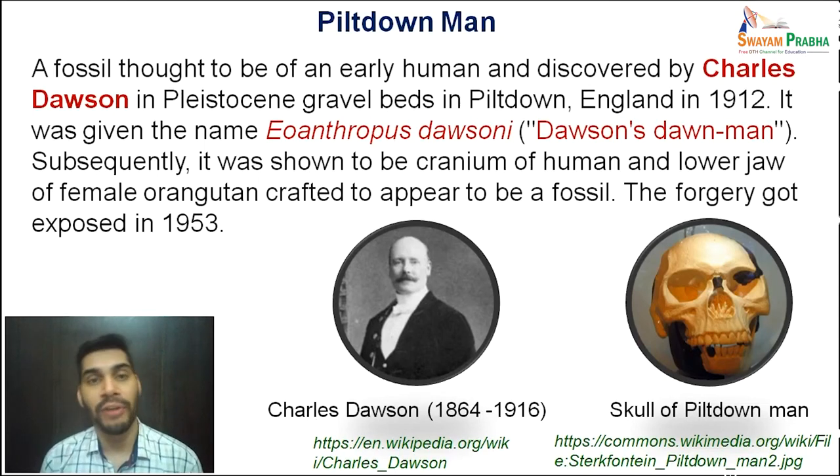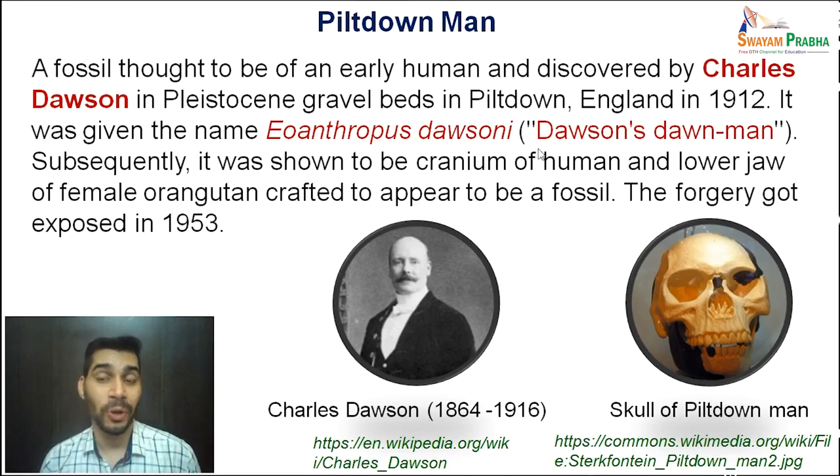Now there is another interesting story of Piltdown Man. Piltdown Man was a fossil thought to be of an early human, and it was discovered by Charles Dawson in the Pleistocene gravel beds in the area Piltdown, which is in England, in the year 1912. It was given the name Eoanthropus dawsoni, or Dawson's Dawn Man. Subsequently, it was shown to be the cranium of a human and the lower jaw of a female orangutan, which was crafted to appear to be a fossil. So it was a great forgery, but it got exposed in the year 1953.